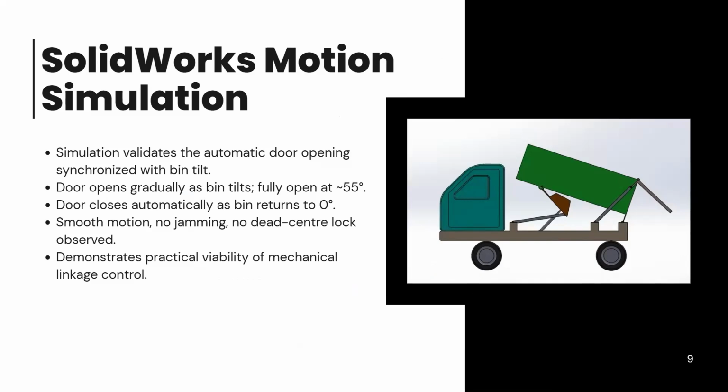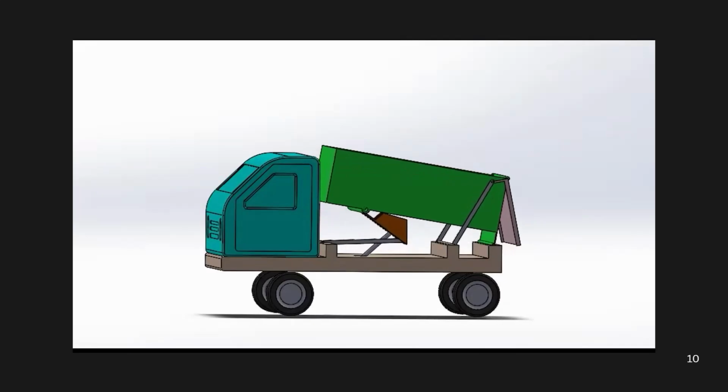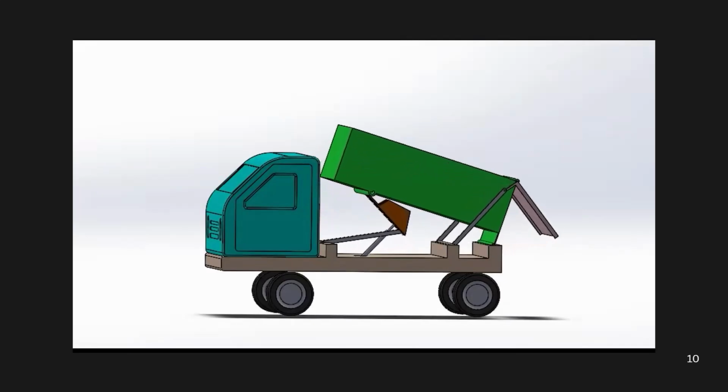The CAD model was made in SolidWorks where different parts were made individually and then assembled. The door opening mechanism depends on the lifting mechanism of the dumper truck, where it opens gradually till a maximum angle of 55 degrees. Let us now look at the animation of both the interconnected mechanisms obtained from SolidWorks. We can see here the door opens as the bin rises.